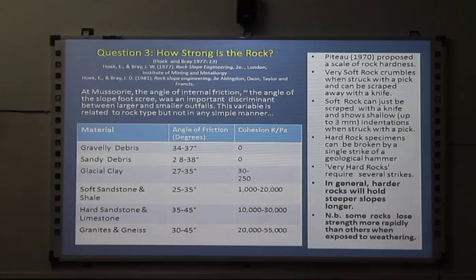In general, harder rocks will hold the steeper slopes, but some rocks lose strength more quickly than others when you subject them to weathering. If you look at the material itself, this is their strength measured here. You can see there's a vast difference between hard granite and gravelly debris, even glacial clays. You don't have glacial clays in this part of the world. There's never been glaciation.